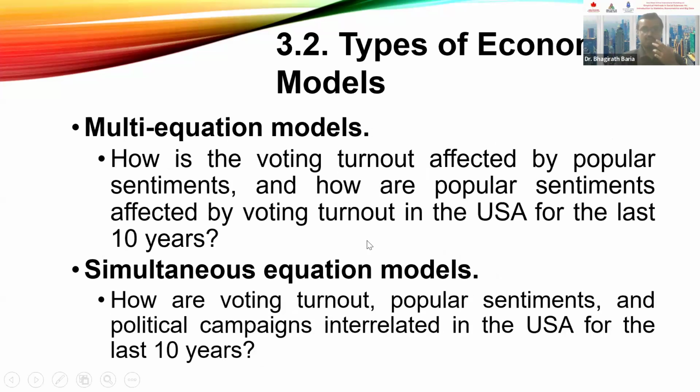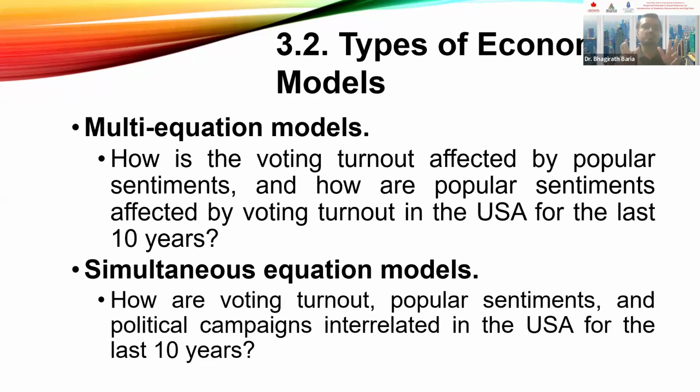Then there are multi-equation models where y is a function of x1, x2, x3. Then you also have x1, which is a function of x2, x3, and y. So you can have many such equations. From that single equation, you are taking one x and creating a new equation for that x also. So voting turnout is a function of popular sentiments, infrastructure, political campaign. The second equation in your study now is popular sentiment is a function of infrastructure, political campaigns, news, and voting turnout.